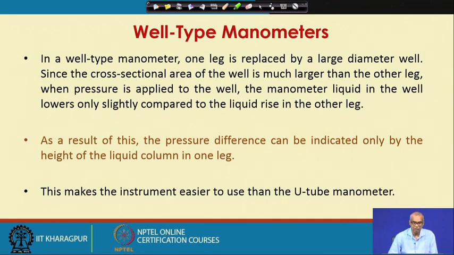You can measure the liquid level in only one leg, because the change in the mercury level in the well, which has a large diameter, is very, very low. This makes the instrument easier to use than the U-tube manometer.